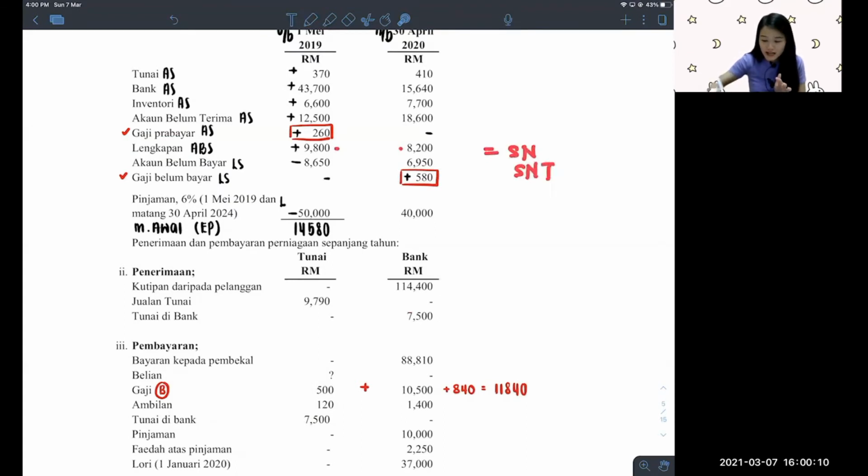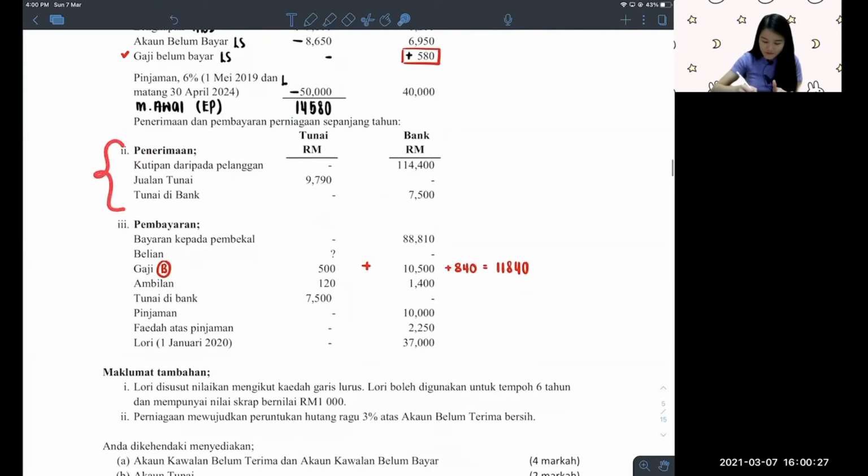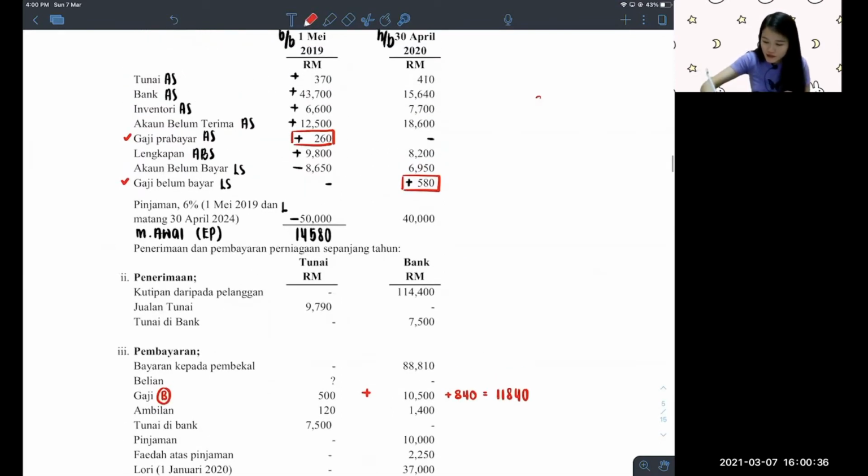SNT. Logic is the front is the cost, the back is the nilai buku. So what they want you to find is the thing in the center, which is SNT. So now before we officially minus and find out the SN, you have to check first, did we buy any new lengkapan or not? Come into penerimaan, no lengkapan. Pembayaran, also don't have lengkapan.